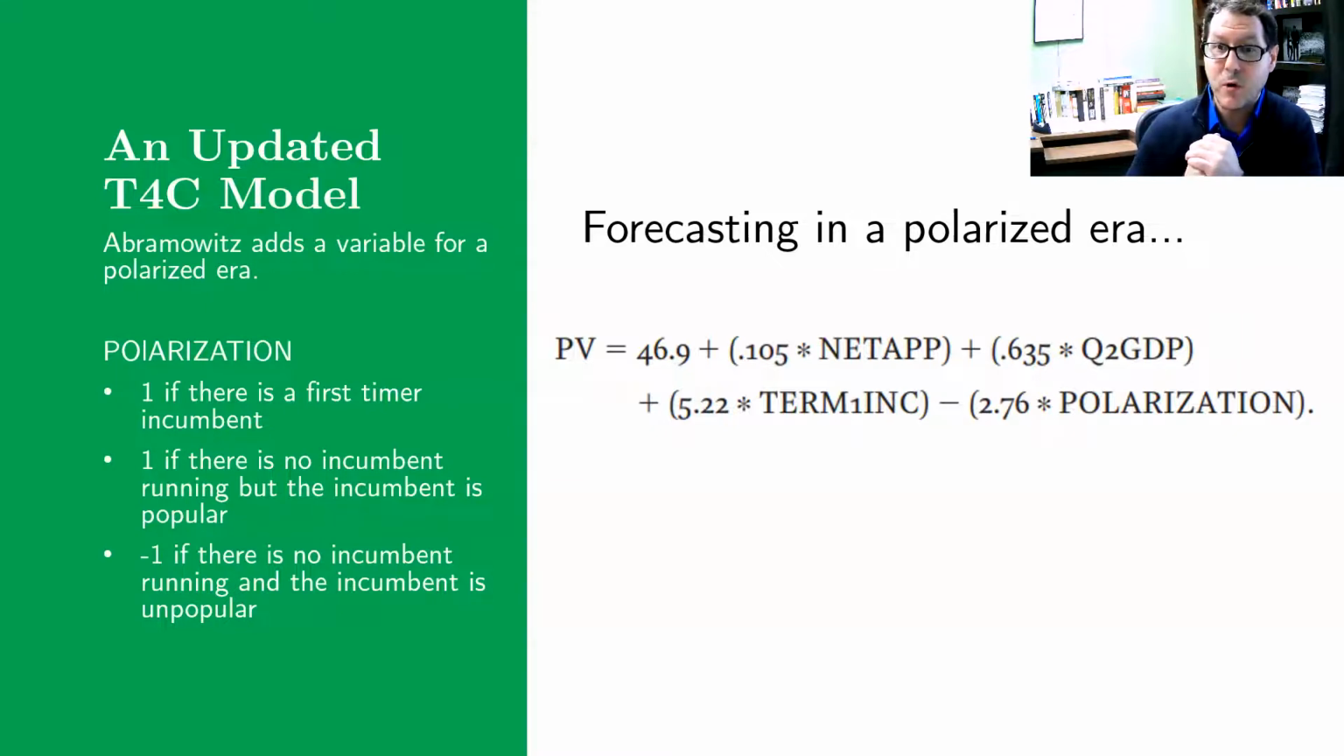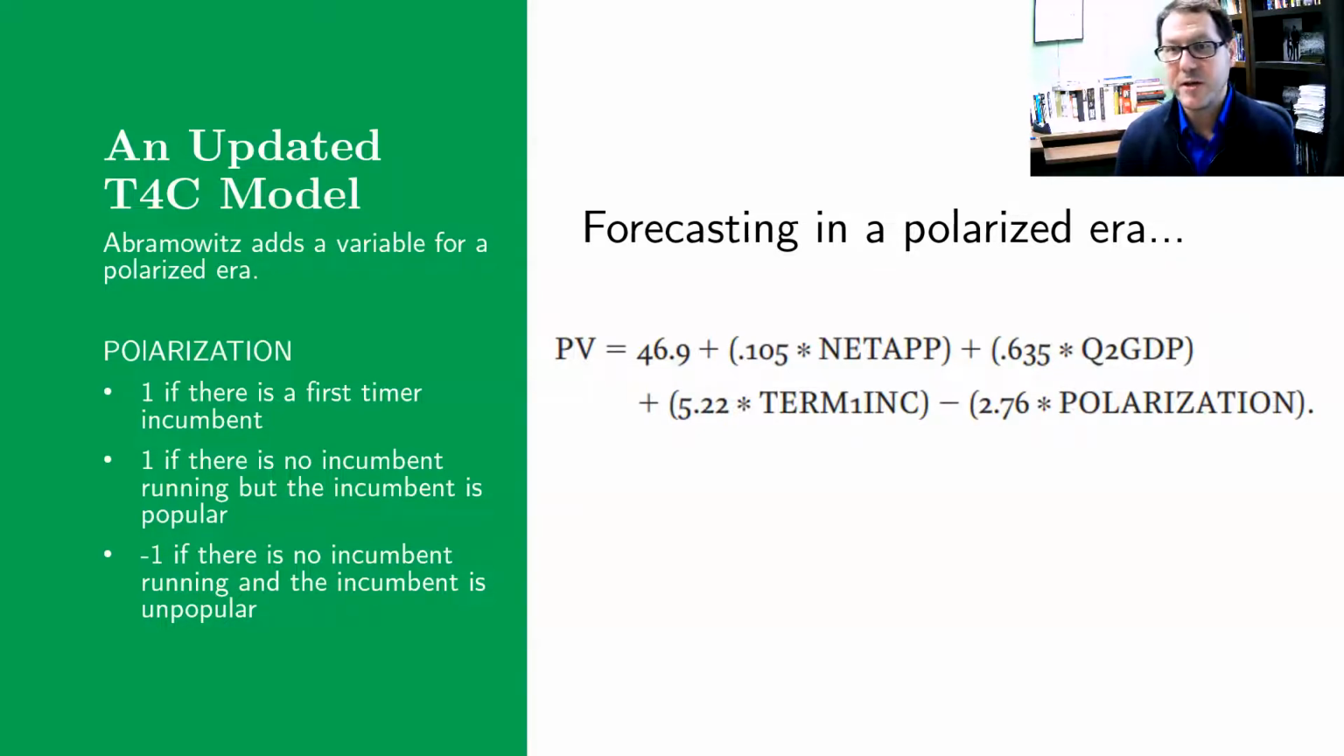GDP second quarter, now it's having a huge effect, 0.635. I think that'll increase from like 0.4 before, because we're factoring out the stickiness of later elections. So if the economy is growing by 1%, we should expect that to increase the presidential vote share by 0.635. First-term incumbent, the incumbency advantage actually increased. Now it's 5.22 for incumbents.